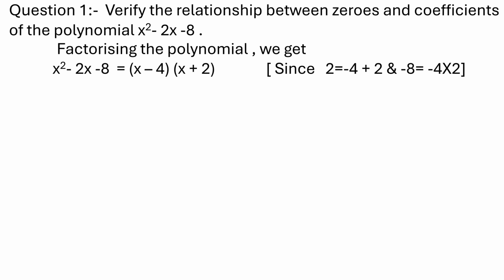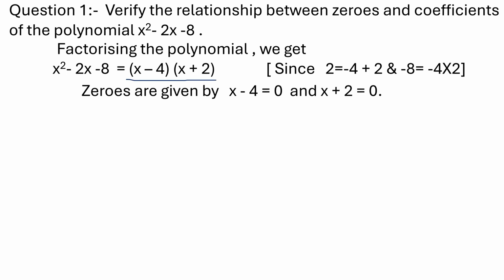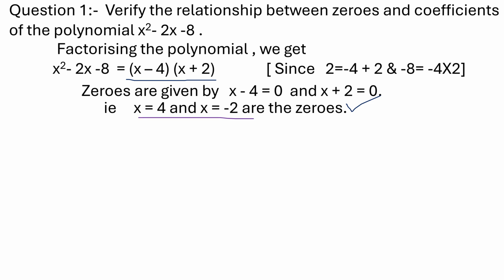x minus 4 and x plus 2. Now, when x minus 4 and x plus 2 are equal to 0, we get two values, that is, x is equal to 4 and x is equal to minus 2. What are they? They are the zeros of the polynomial. So if we mark it here, these are the zeros of the polynomial.